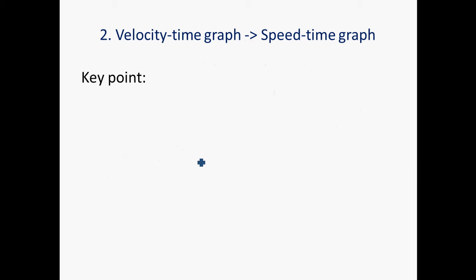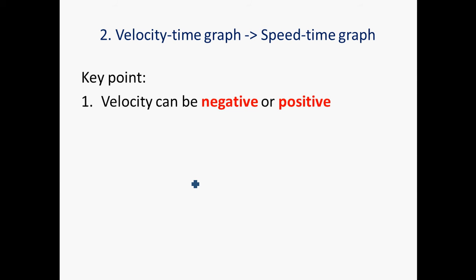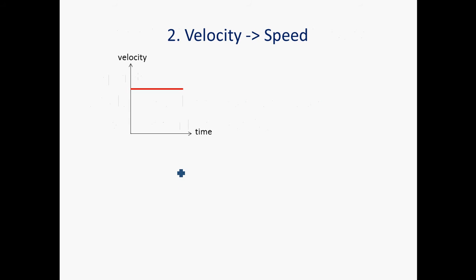So let's go on to velocity to speed time graph now. Now velocity to speed time graph is a lot easier. The key point is, number one, velocity can be negative or positive, but speed can only be positive. So what do I mean by this? Let's look at some of the graphs. If the velocity is a horizontal constant velocity at this value, the speed time graph will be exactly the same because both are positive. So the velocity positive, the speed will be positive.